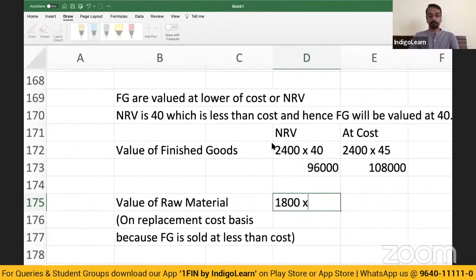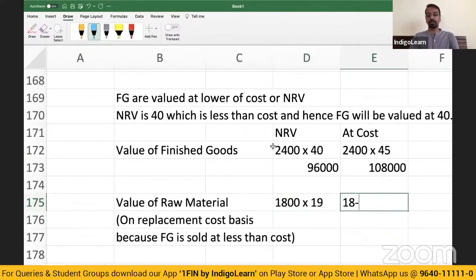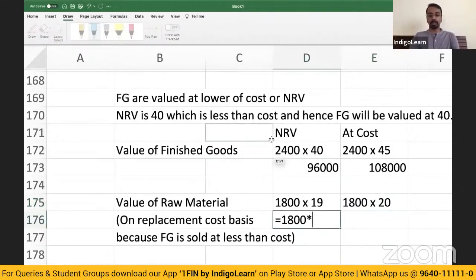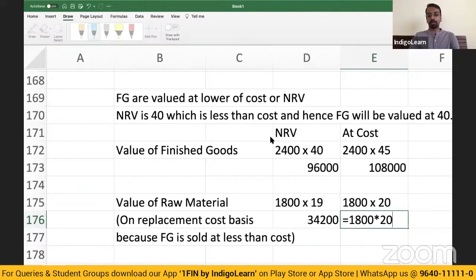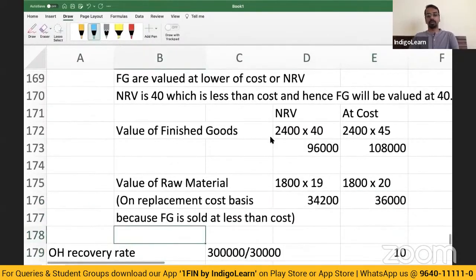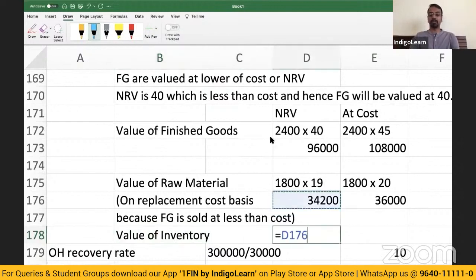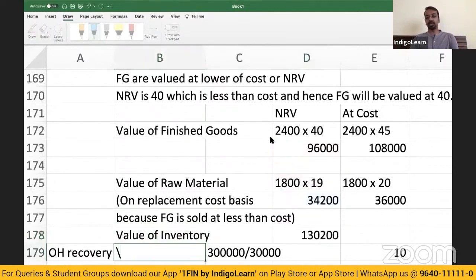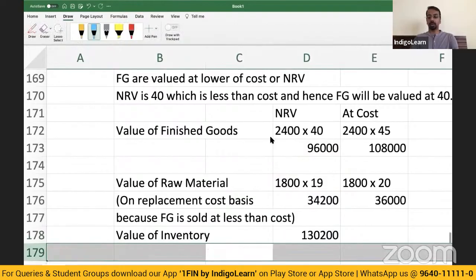So, what is the raw material? 1800 multiplied by replacement cost, which is 19. On cost basis it would be 1800 multiplied by 20. 1800 multiplied by 19 gives you 34,200, and 1800 multiplied by 20 would give you 36,000. So value of inventory will be 34,200 plus 96,000, which is 1,30,200, right? So this is how you can approach it in the examination.